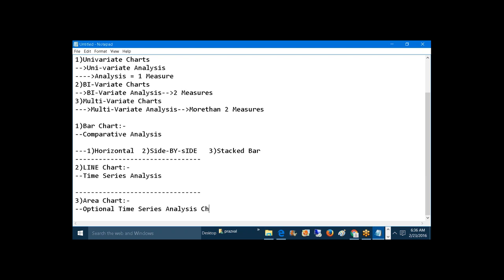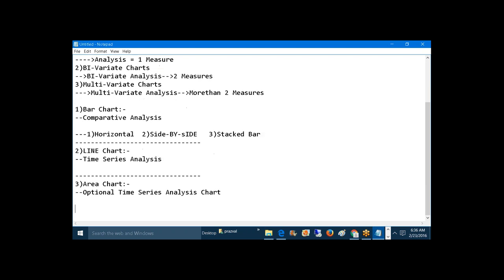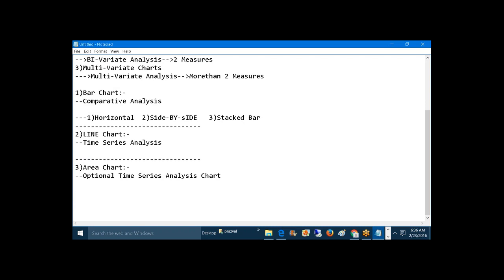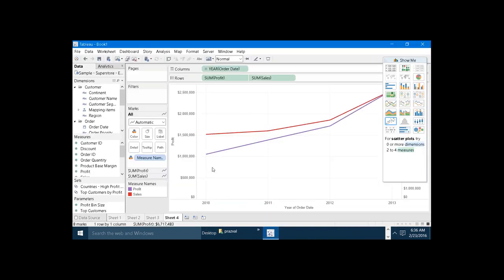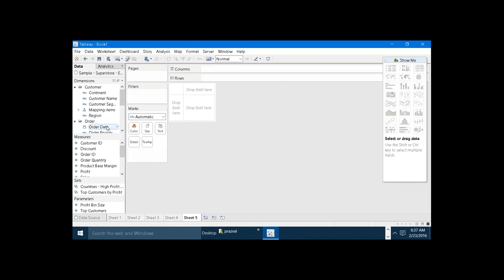What the line is doing is showing one line on the values in the form of the axis. Here it is showing the line because the profit value is on the axis. What the area chart will do is fill the portion below the line to indicate its proportion. Let me take profit here.